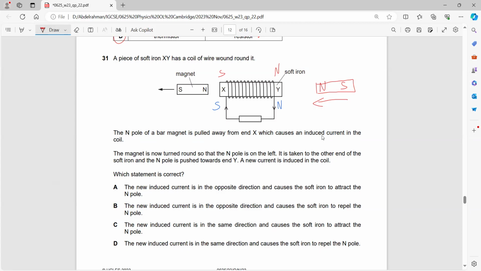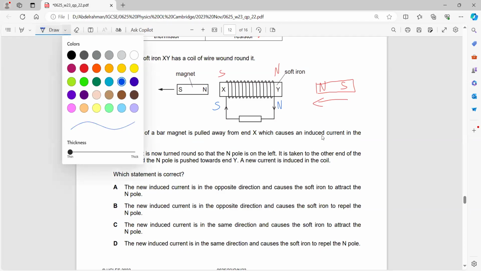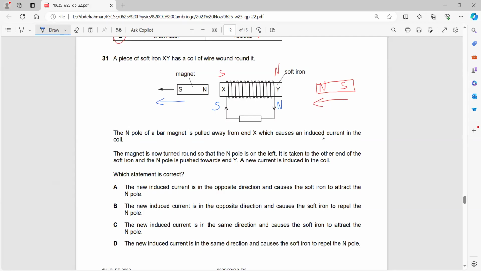Again, when it was moving to the left, it's moving away. Let's put it in very simple words. When a magnet moves away from a coil, what happens? It attracts, inducing opposite poles. So the north would induce a south pole on this side and a north pole on the other side. So X would be south and Y would be north.